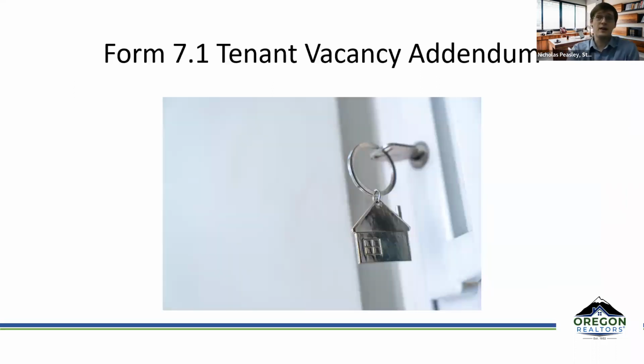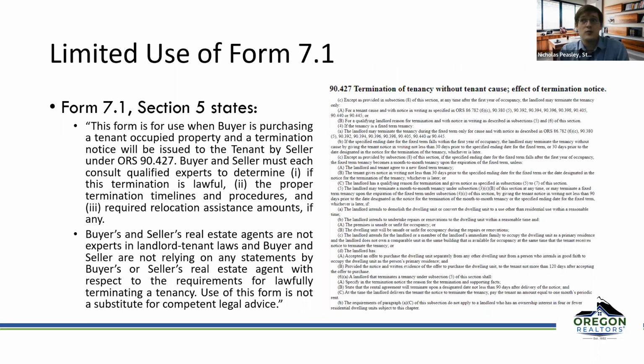We're going to start by talking about Form 7.1, the vacancy addendum. This is kind of the classic document that you'll usually use in the residential context. So Form 7.1 is what we're looking at. Start with Section 5 of Form 7.1. That's not what I have on the right-hand column. Right-hand column is ORS 90.427. This is how you terminate tenants under Oregon residential landlord-tenant law.